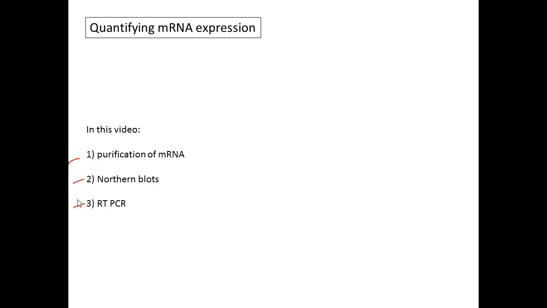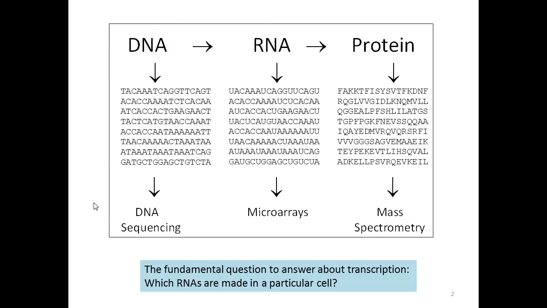In this video, we'll talk about purifying RNA and two methods for studying the expression, northern blots and reverse transcriptase PCR. In the previous set of lectures, we talked about DNA analysis and we learned what the entire set of genes an organism has is. Today we're going to look at the study of RNA, and we'll be using microarrays and sequencing to answer a particular question: which RNAs are made in a particular cell.